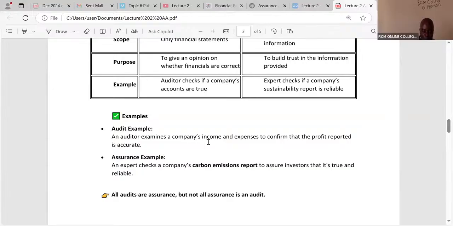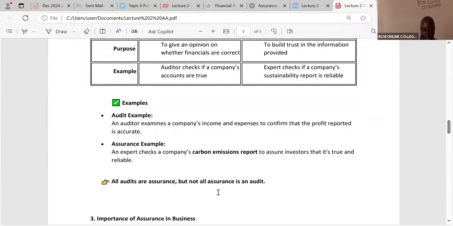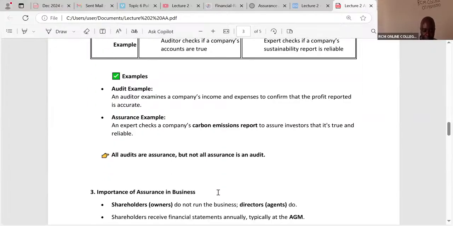The audit we are doing, this in-depth examination, is being done by an independent auditor, an independent practitioner. Assurance can be about anything, like an expert checking a company's carbon emissions report to give confidence to investors that it is true and reliable. So all audits are assurance, but not all assurances are audits. We'll understand this even more as we progress.